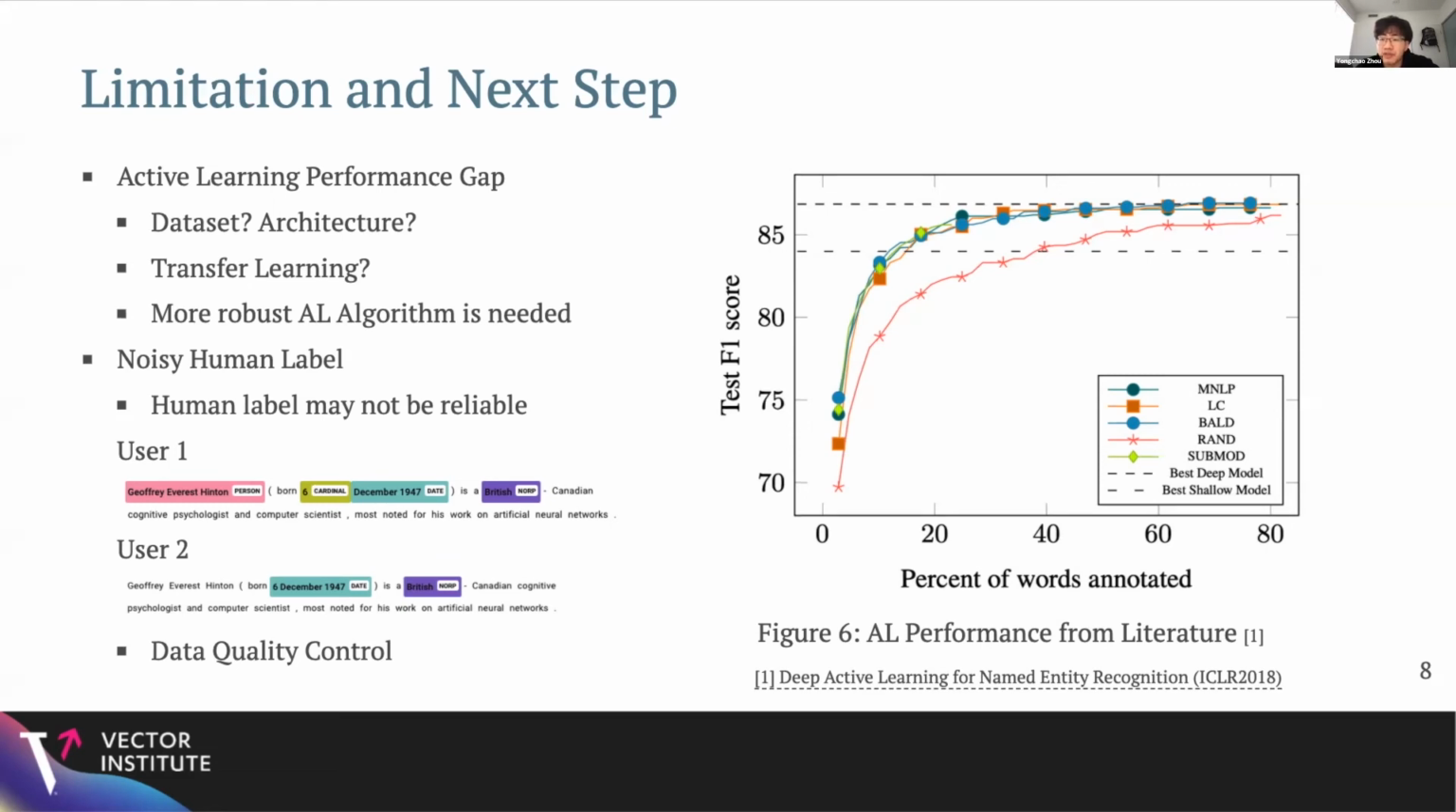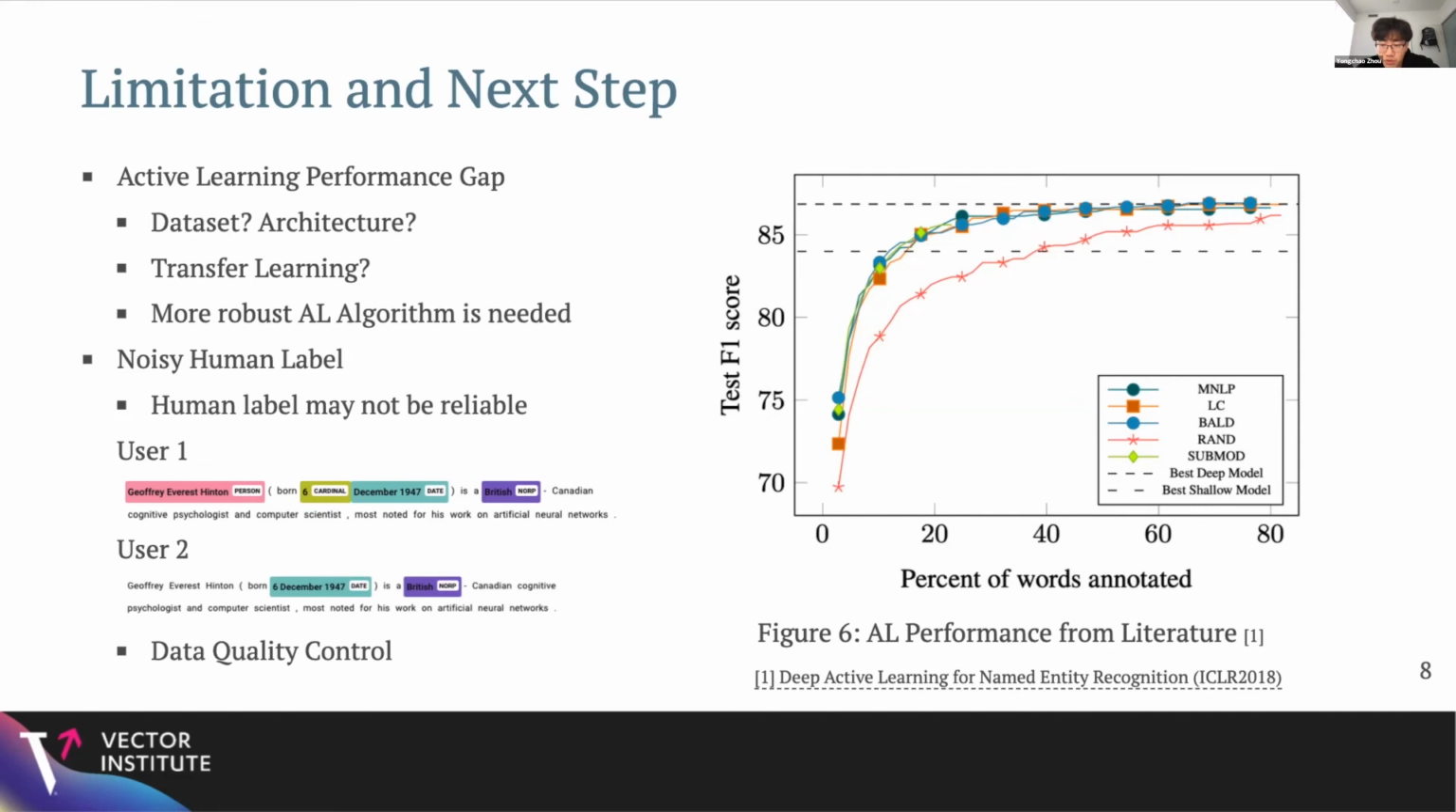This may be due to differences in experiment setup. For example, the dataset and architecture are different, and we use transfer learning rather than training a model from scratch. However, no matter what the root cause of such a performance gap is, it suggests that we might need a more robust active learning algorithm.